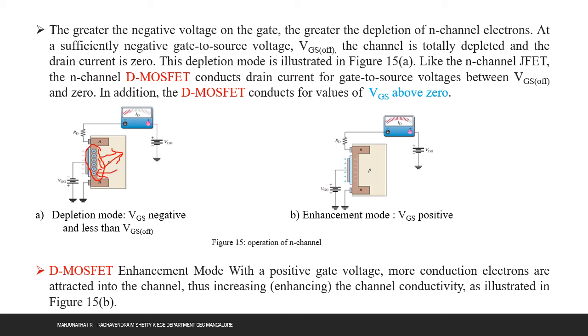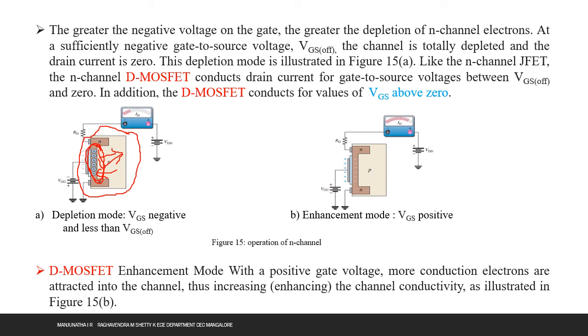Now, first I will go with the depletion mode. I'll use the same device, but I'm going to make it operate under both enhancement mode and depletion mode. If I want to make it operate in the depletion mode, it means I want to decrease this channel width.